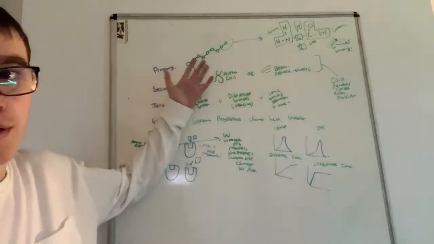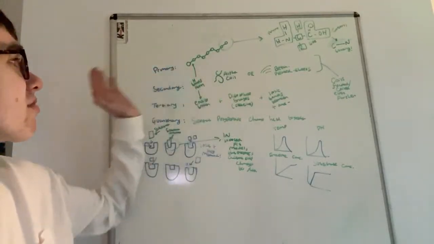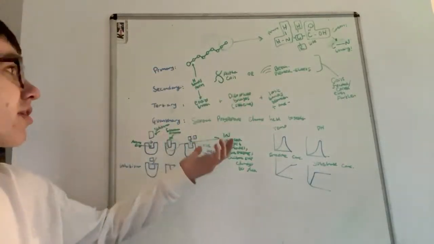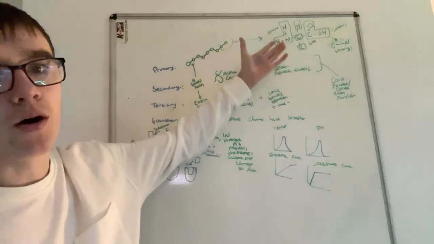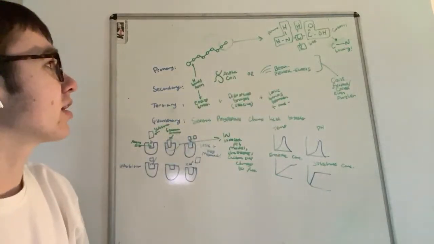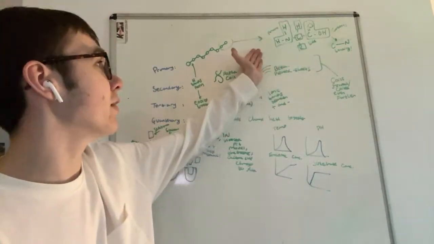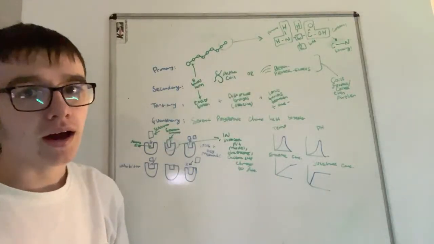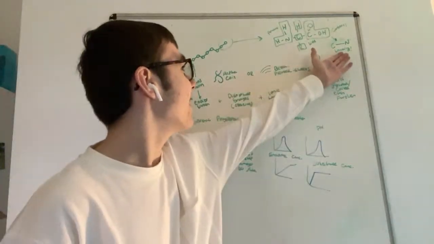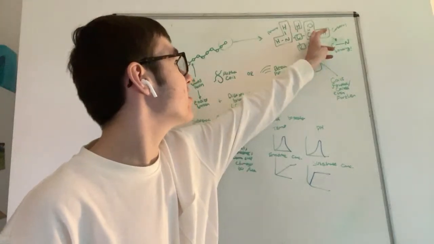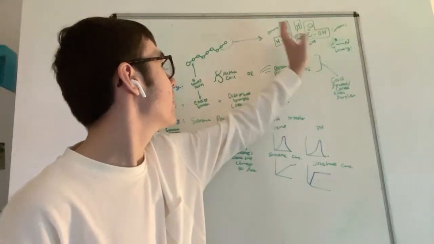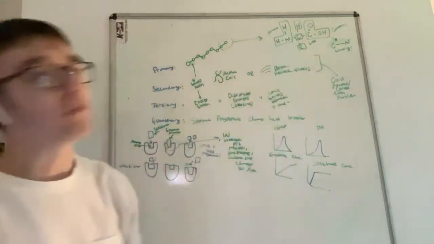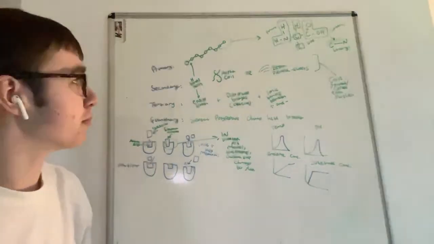So you have a primary protein structure here, which is a bunch of amino acids joined together. And this is what an amino acid looks like. You have your carbon, your amine group, your side group, and your carboxyl group. And the way that they bond is through the C of the carboxyl group and the N in the amine group, so the carbon and the nitrogen.